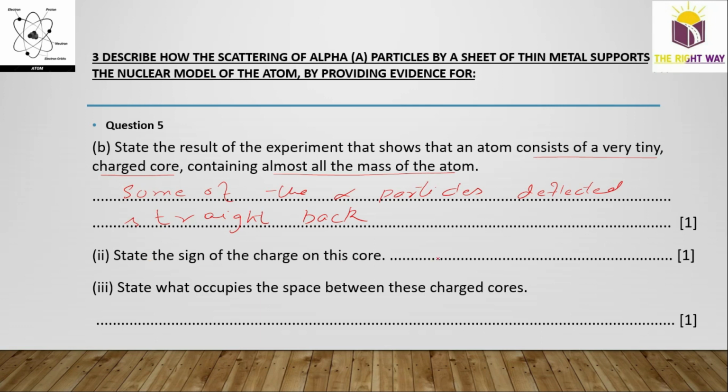State the sign of the charge on this core. The core is positively charged. The core means the center of the atom. The center of the atom contains the nucleus. The nucleus consists of neutrons and protons. Neutrons are neutral and protons contain positive charge. So the charge on the core as a whole is positive. State what occupies the space between these charged cores. This is mostly empty. You can also write electrons. Electrons are also present between them.